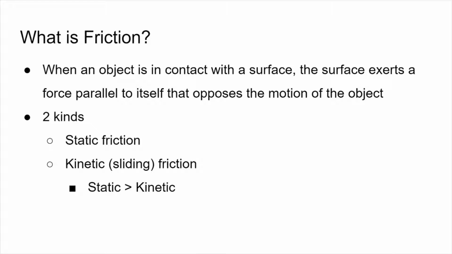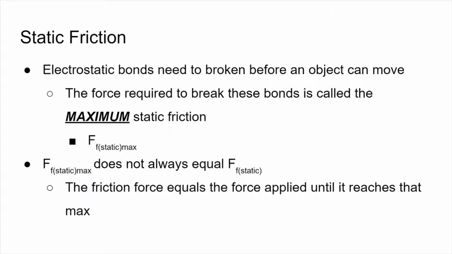And there are two kinds of friction. You have your static friction and you have your kinetic or sliding friction. Your static friction is always going to be greater than your kinetic friction, for any given pair of surfaces. So, let's take a look at what static friction is.